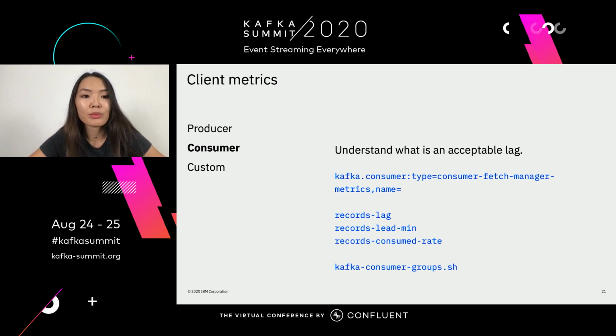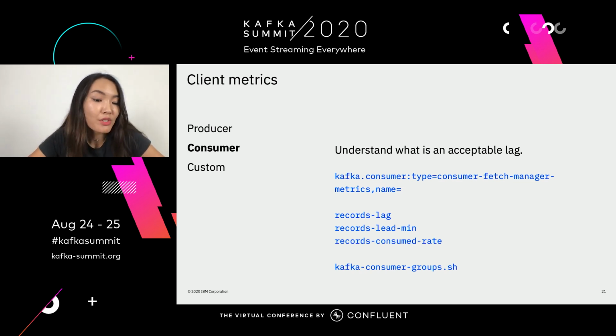For example, if you are consuming real-time data, you probably don't want consumers lagging too much behind. And records lead mean is the difference between the beginning of the log and the last consumed message. You want to make sure your consumer is not lagging so far behind that it gets close to the beginning of the log, because you can potentially run into a problem where your consumer is trying to consume a message that's already been deleted. So basically, you want your records lag to be as small as possible, but you want to make sure records lead mean is as big as possible.